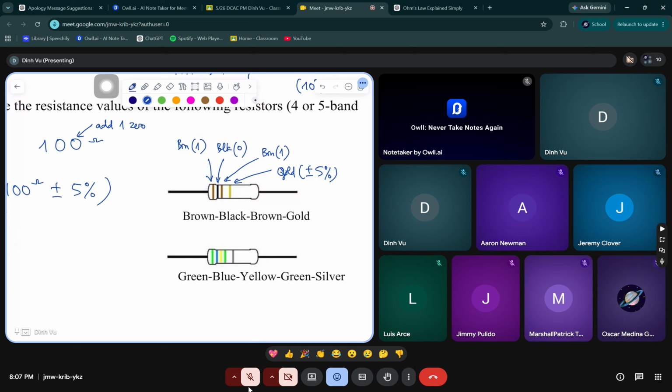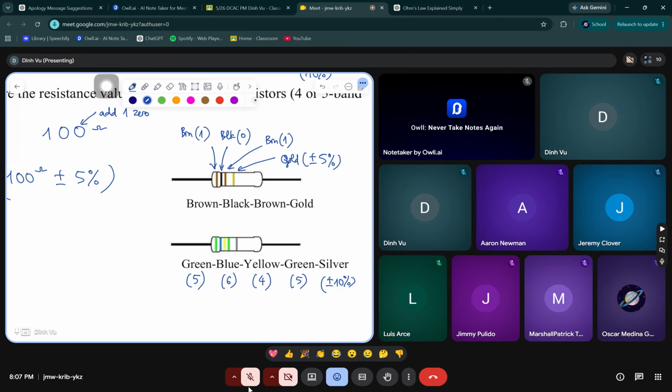So the first digit, green. Green is which number? 5. Next, blue. Blue is which number? 6. Yellow is number 4. And green is number 5. And silver here is plus or minus 10%. So the multiplier here will be 5.